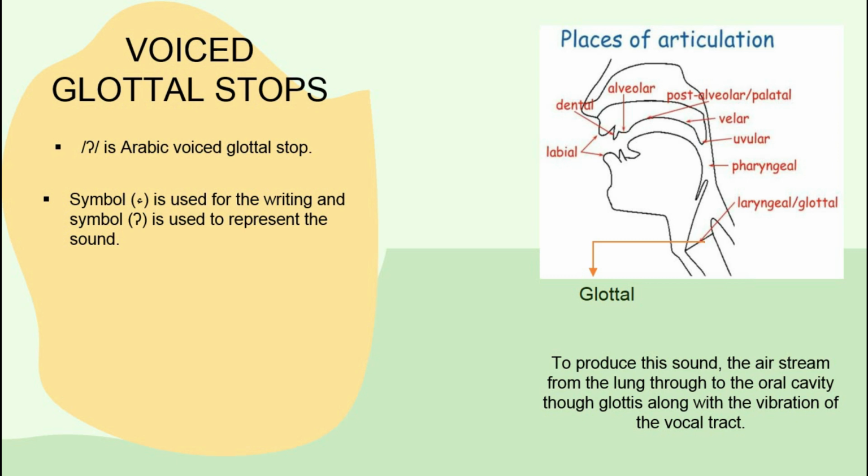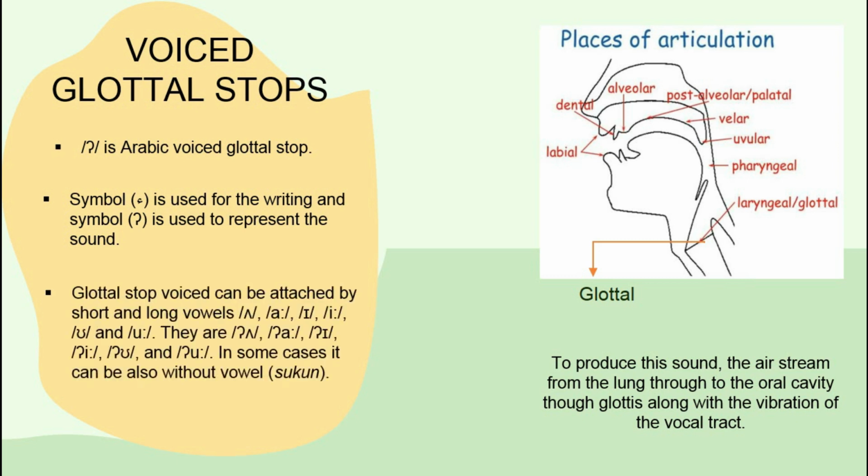To produce the sound, it needs to obstruct the airstream in the vocal tract through the glottis. Consequently, the obstruction of the airstream in the glottis will vibrate in the manner of a plosive stop. The consonant of the voiced glottal stop will then be produced. The voiced glottal stop can be attached to short and long vowels.